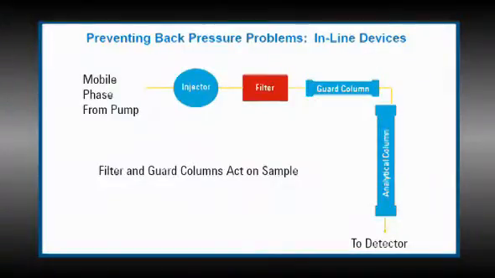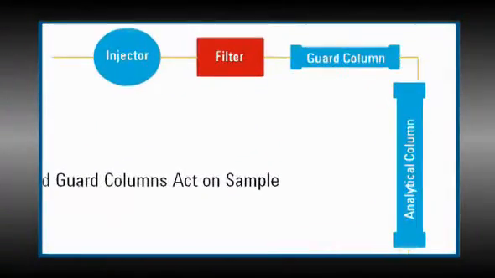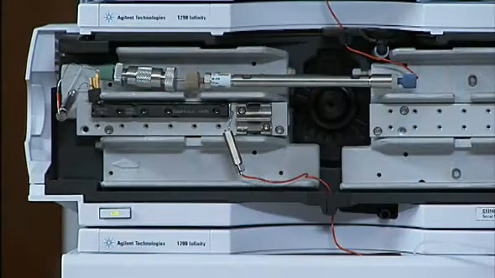Another approach to protect the analytical column is to have a guard column between the injector and the analytical column. The guard column functions in two ways. Number one, it keeps particulates from reaching the head of the analytical column. And number two, it traps undesirable chemical components that could wind up lodging in the packing of the column and possibly cause a pressure buildup.